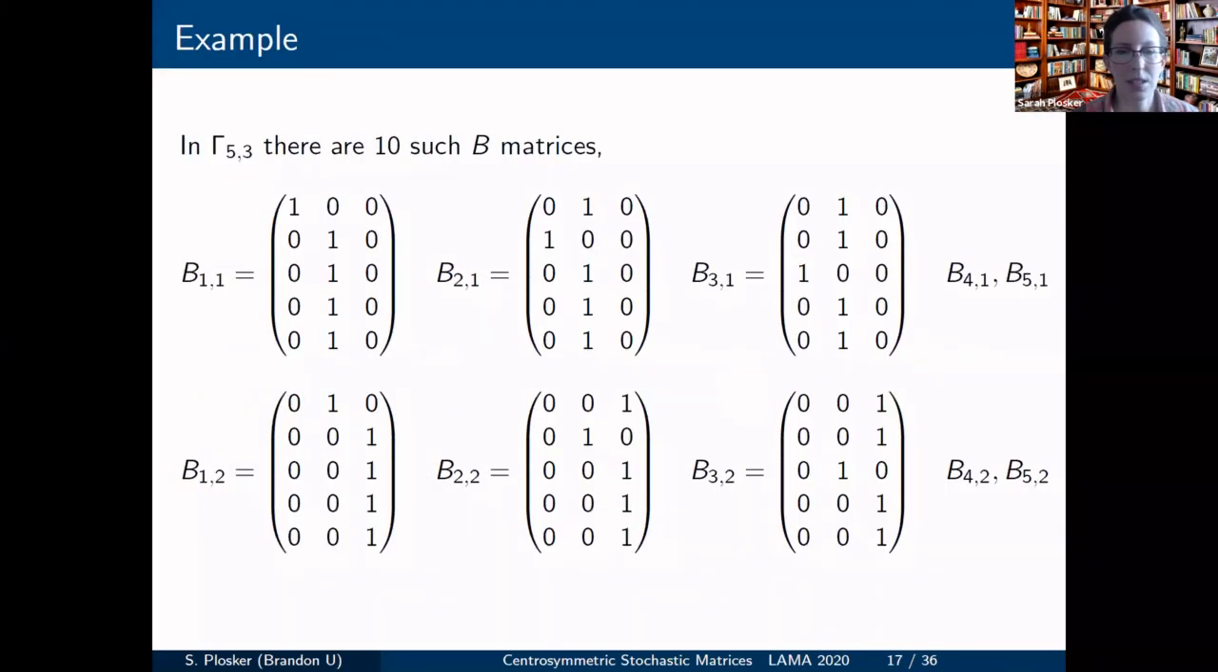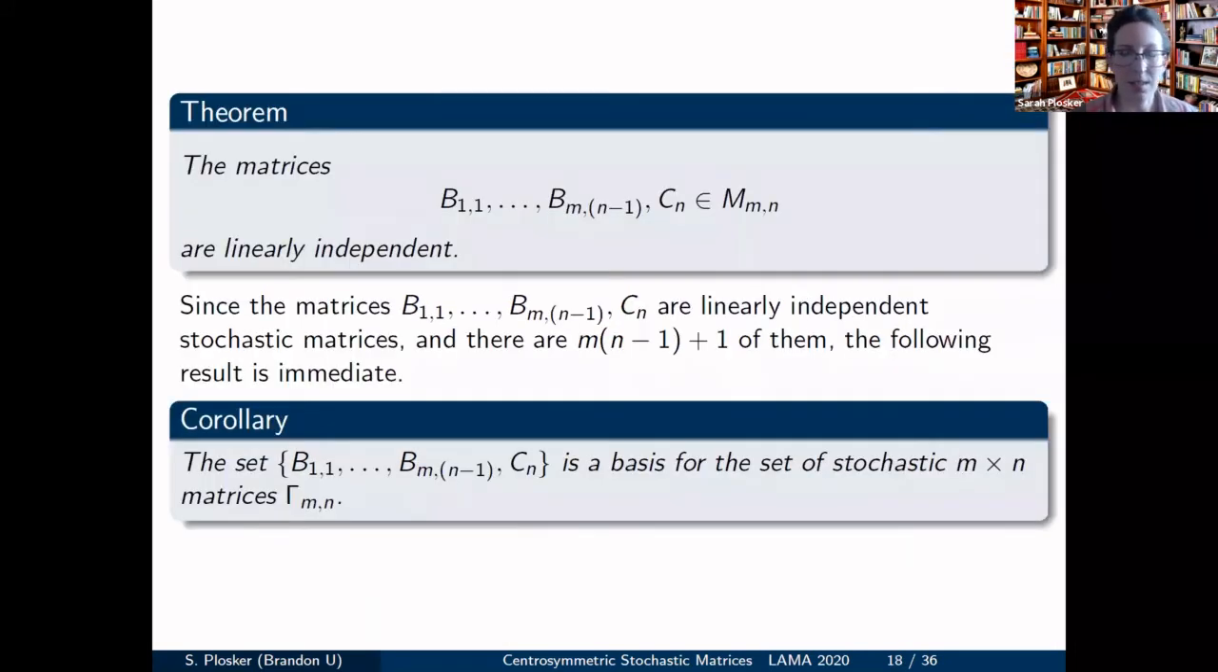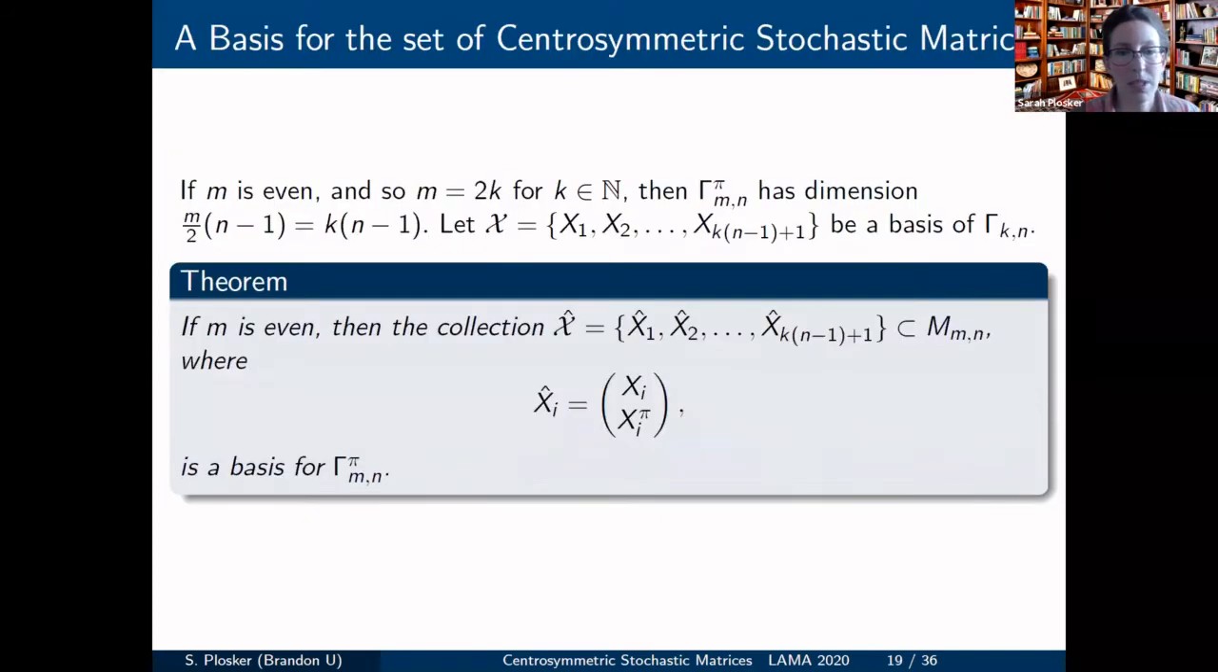You basically just need to argue that the 1s only show up in certain positions for certain Bij's and the Cn, and so yeah, it's not too hard to argue that they're linearly independent, and then there's exactly the right amount of them. Okay, so what do we do for a basis for the centrosymmetric stochastic matrices?